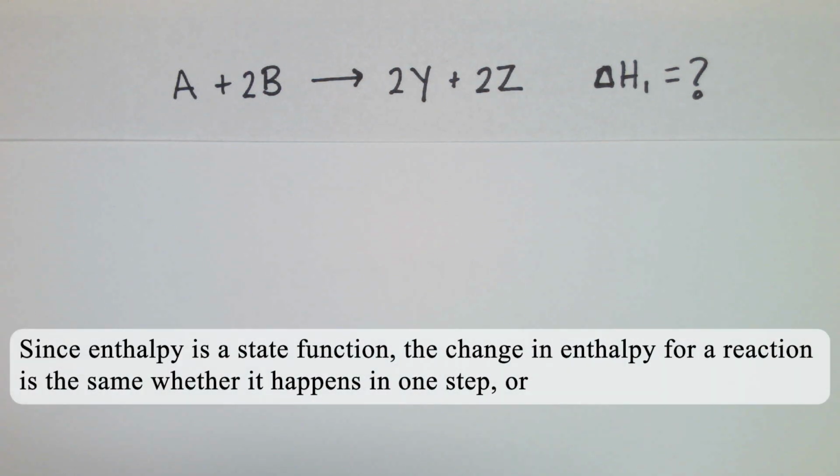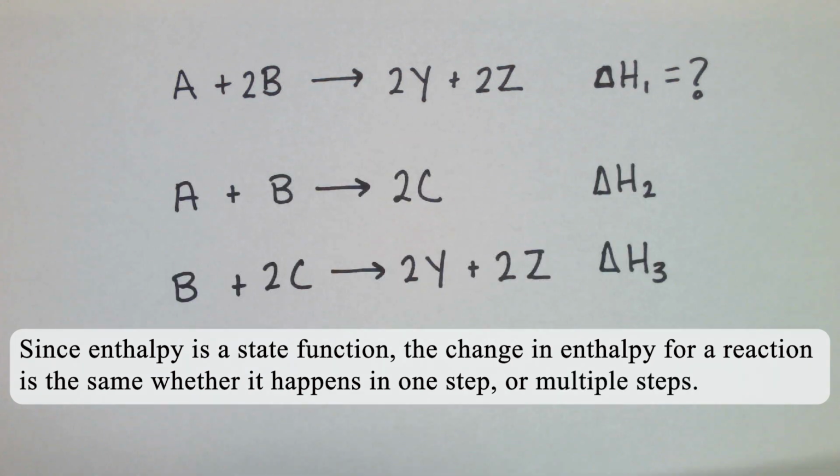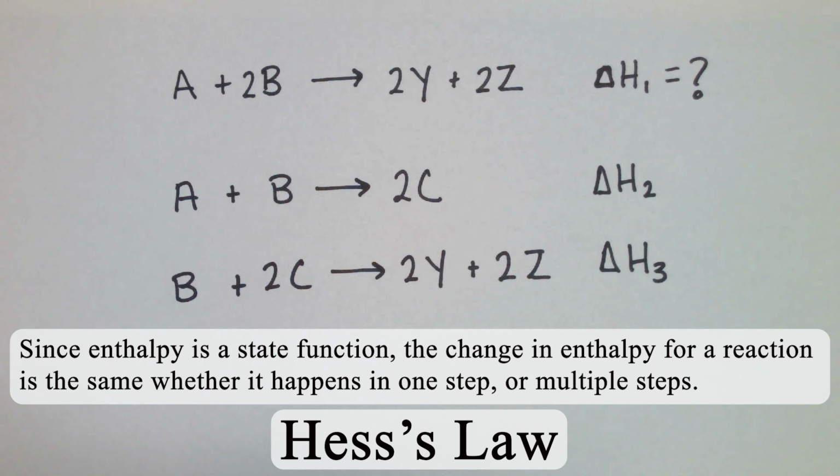Since enthalpy is a state function, the change in enthalpy for a reaction is the same whether it happens in one step or multiple steps. This is known as Hess's law.